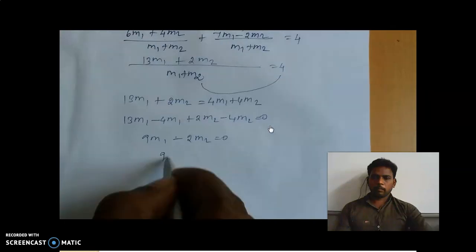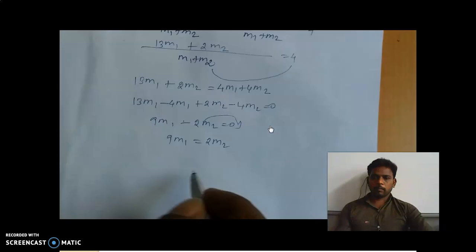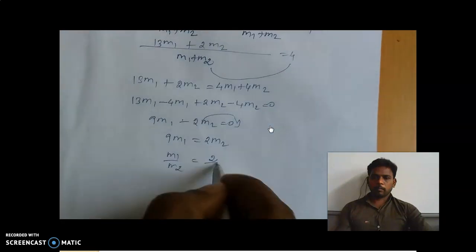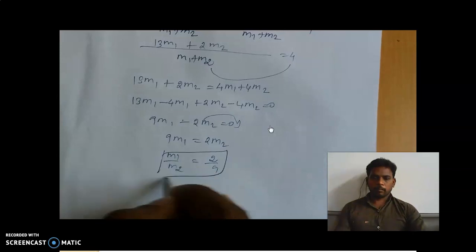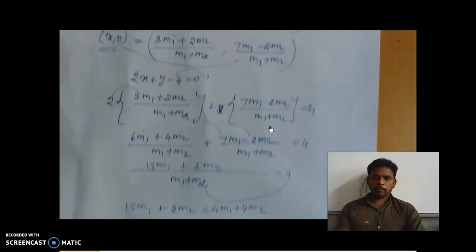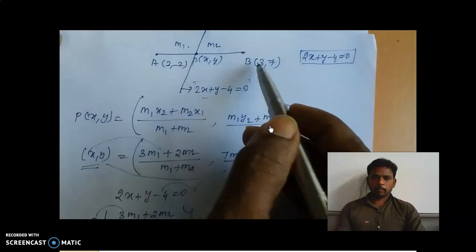Therefore 9m1 equal to 2m2 when we transpose to right hand side. Therefore m1 by m2 equal to 2 by 9. So that is the ratio. So 2 is to 9. Right? So this line segment which divides the line segment AB in the ratio 2 is to 9.